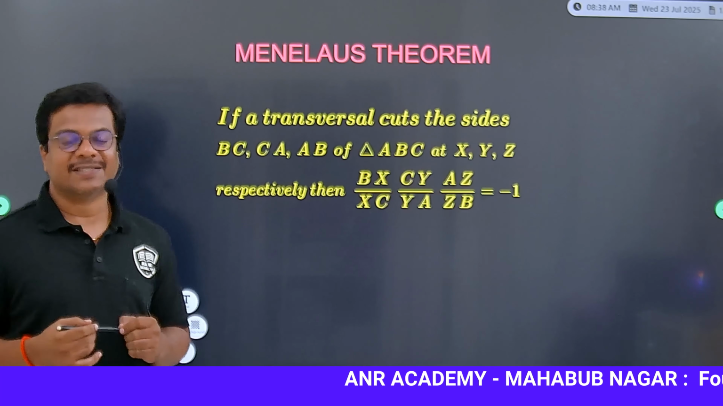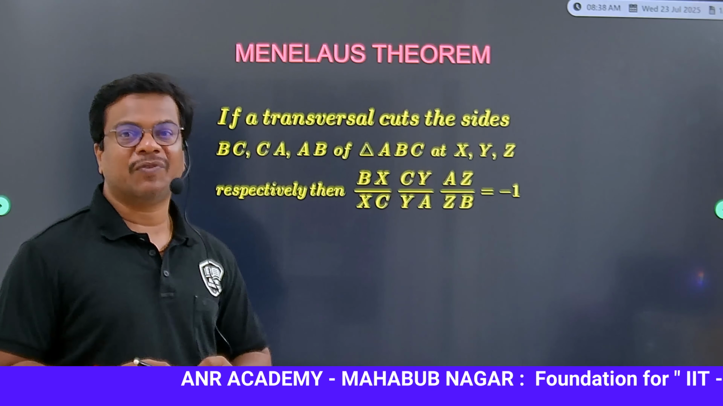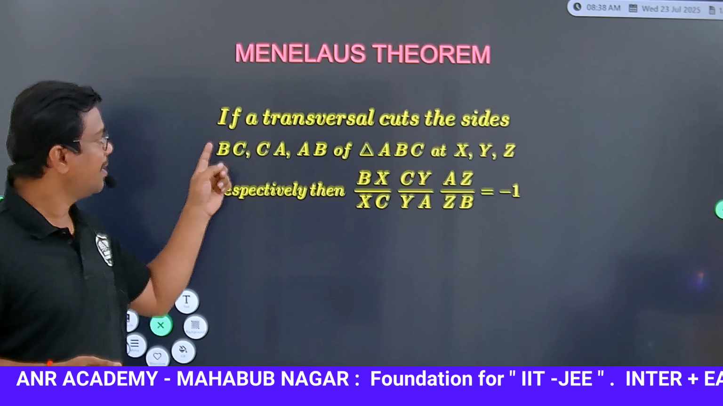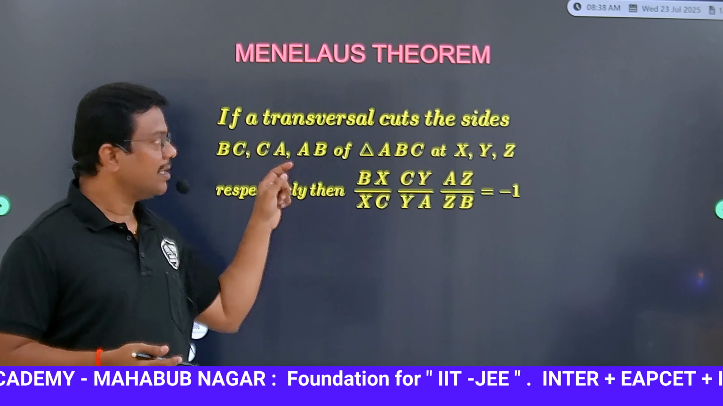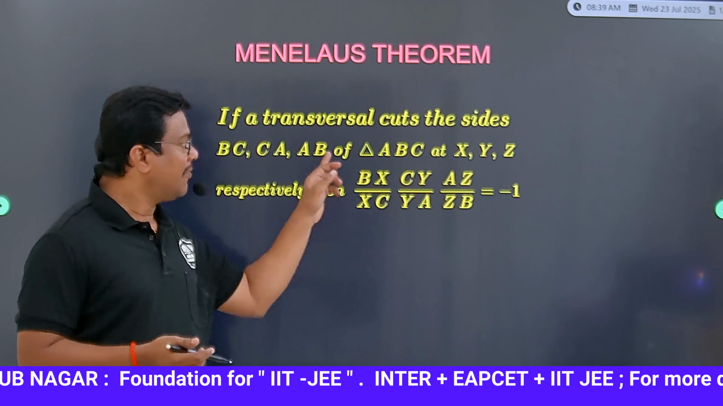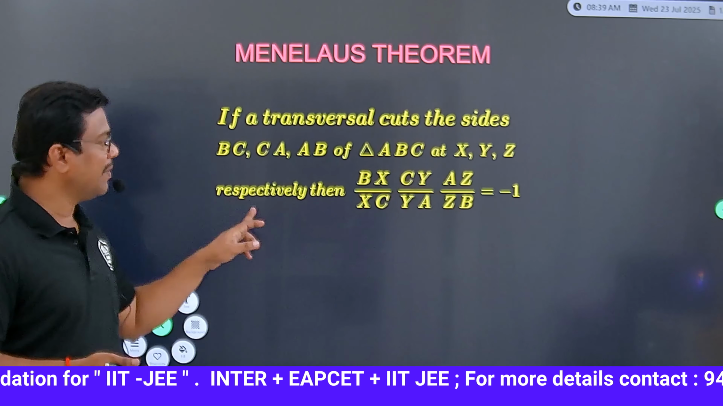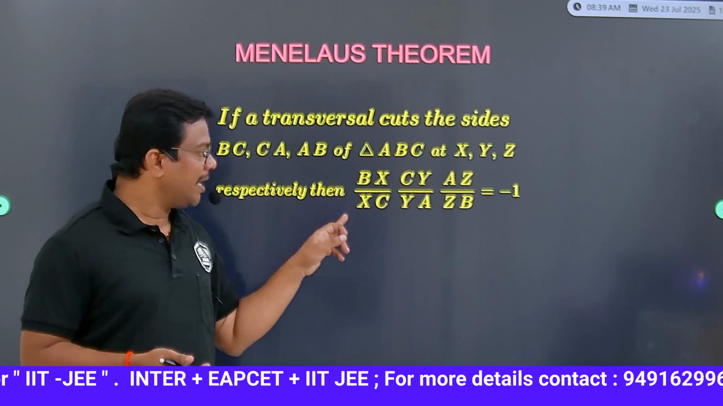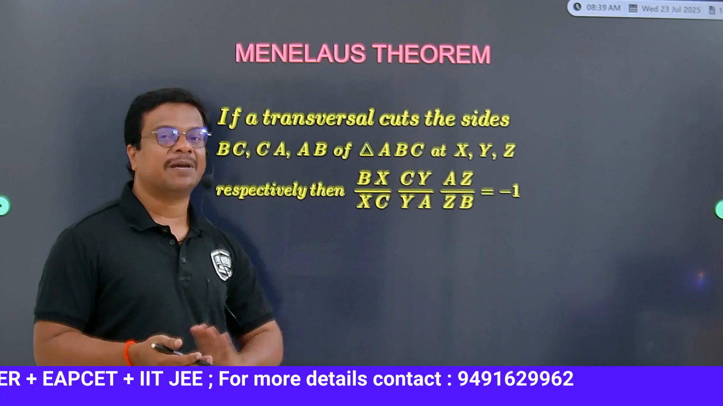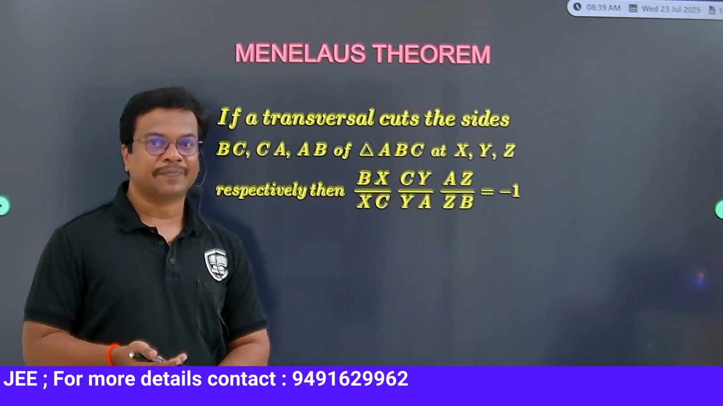This is Nepaledi sir. Today I am here with you to discuss the proof of Menelaus Theorem. See the statement. If a transversal cuts the sides BC, CA, AB of triangle ABC at capital X, capital Y, capital Z respectively, then BX by XC multiplied by CY by YA multiplied by AZ by ZB, that should be equal to negative unity. This is the statement.